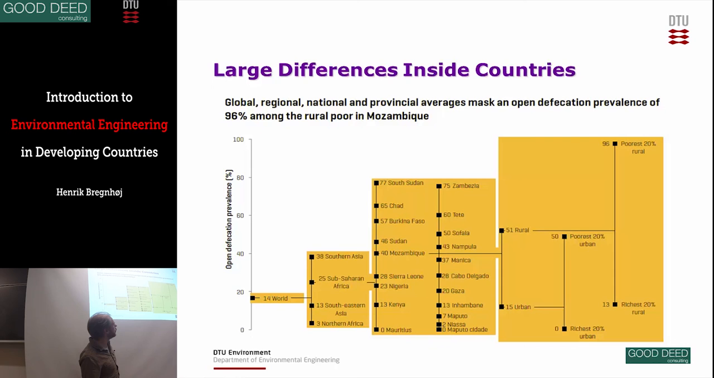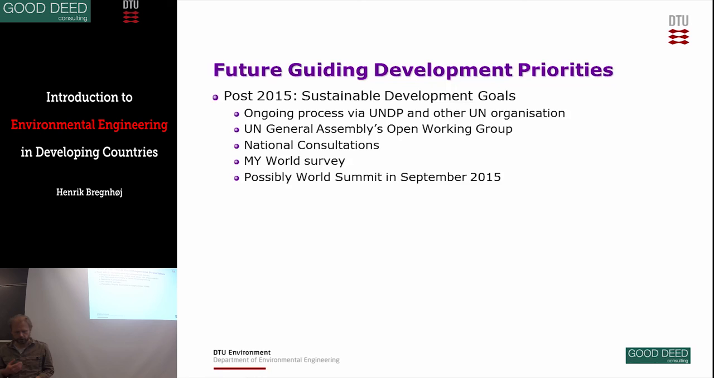But even in the rural areas, you can see such a big difference in a village here. If you look at the richest 20% in a village, then it's only 13% that is practicing open defecation, while 96% of the poor people in the rural areas are practicing open defecation. So there's just a big difference between people. We cannot say that the average is this, and that we need to treat everyone like they were following that rule. It's a very big difference, even within rural areas here.